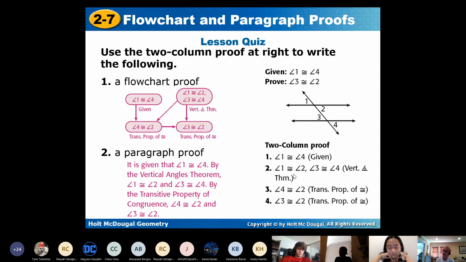Now you have 3 different ways to do proofs. Again, we're going to focus heavily on this one. This one only a little bit, and then this one we'll get more in chapter 6.